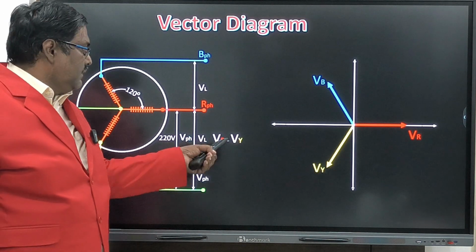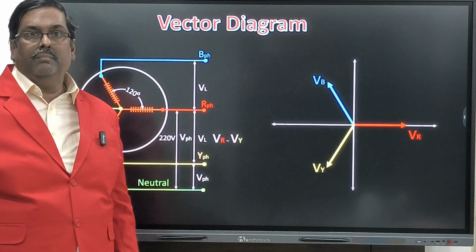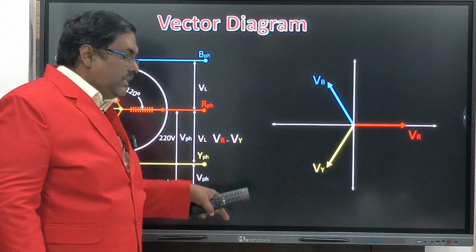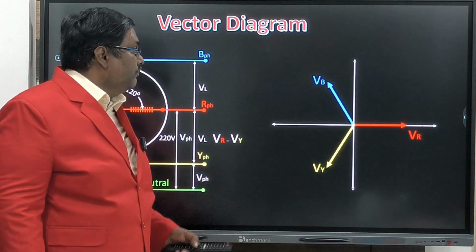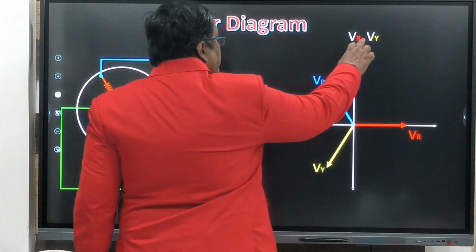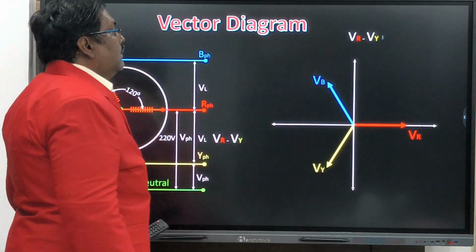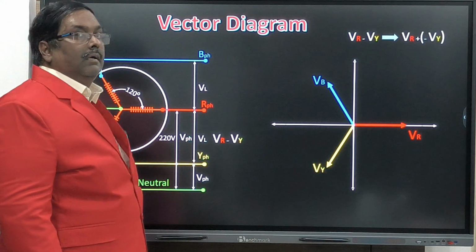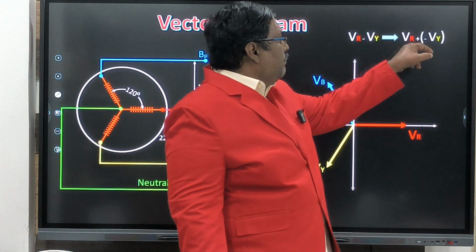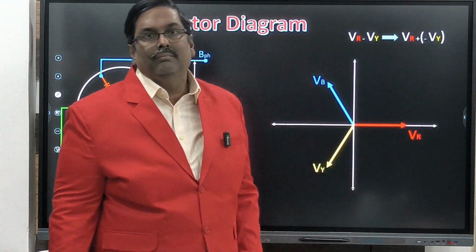So difference means minus, no? So we cannot minus. In the parallelogram theorem, we know only the plus. So what we are going to do, we have to take out this minus. How to take out, I will show you. VR minus VY, we are going to take out this minus and make it plus. See how we did, very simple. So we put it plus and the bracket we put it minus.